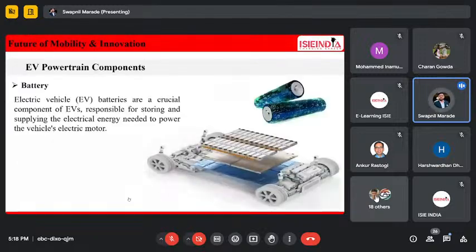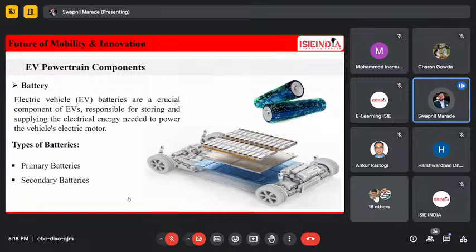A battery is an electrical device that converts chemical energy into electrical energy, right? So electric vehicle batteries are the crucial component of an electric vehicle, responsible for storing and supplying the electric energy needed to power the electric vehicle motor, right?